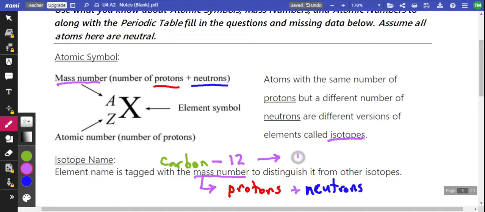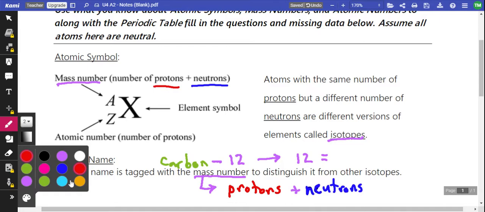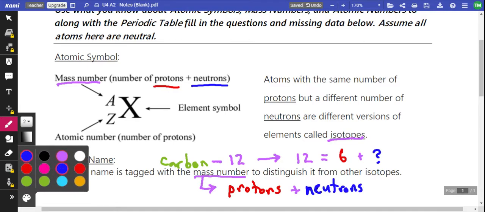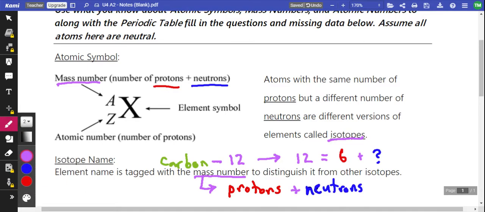Okay, I could backtrack and figure out how many neutrons are in there, since that number 12 has to be equal to the number of protons plus neutrons. If I go and find carbon on the periodic table, it has to have 6 protons, or else it is not carbon. So then the question is, how many neutrons must this have? 6 plus what gives me 12? Okay, or if you wanted to rearrange this a little bit, if we have the mass number and we want to find the number of neutrons, we just have to subtract out this number of protons. Our protons and neutrons together minus the number of protons leaves us with just the number of neutrons.